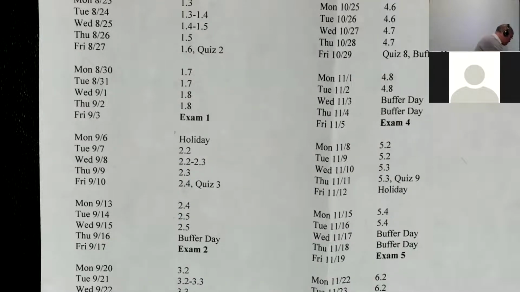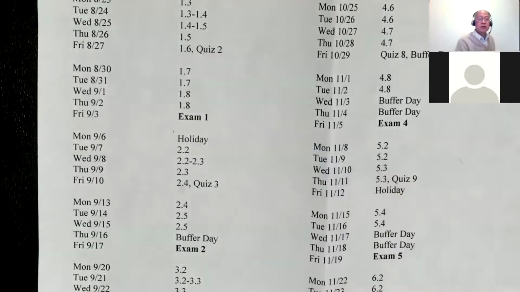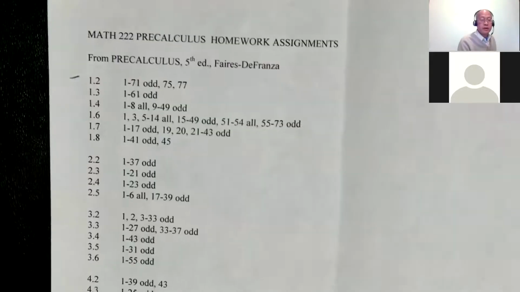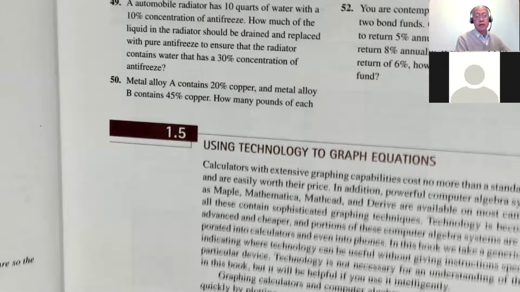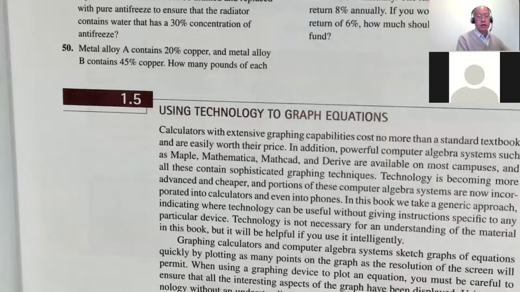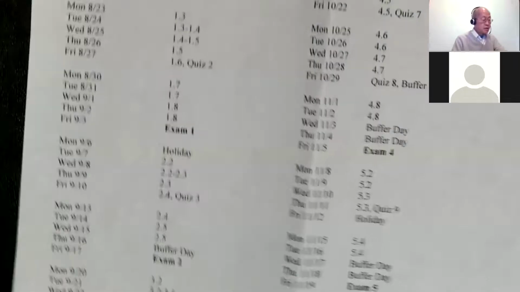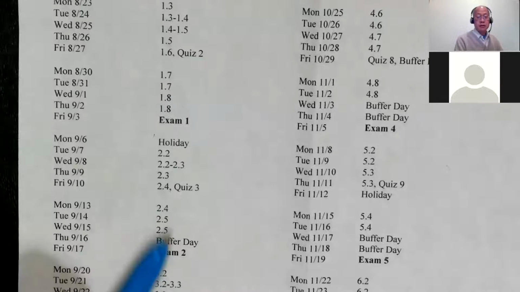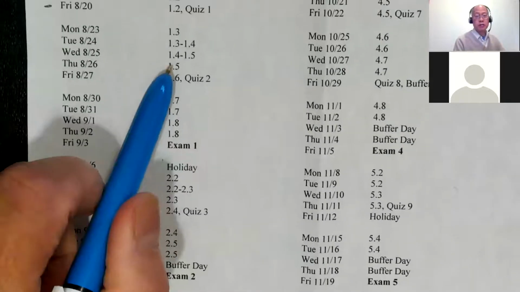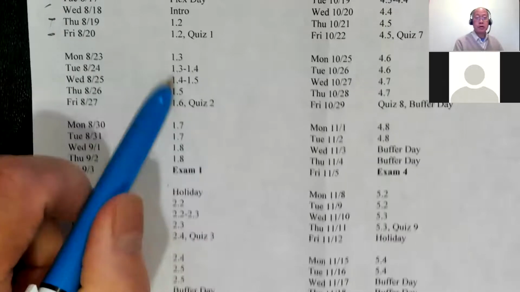And let's see, I was just noticing something. Yeah, I kind of messed up here. See where it says 1.5? There isn't any 1.5 because I'm actually skipping it. It was using technology to graph equations, that means use a graphing calculator or computer to graph equations. I was not going to do that, which essentially means these become buffer days. It doesn't mean it's a holiday. It means I'll just jump straight from 1.4 to 1.6. That's all. That just gives me more time to do the rest of the stuff.